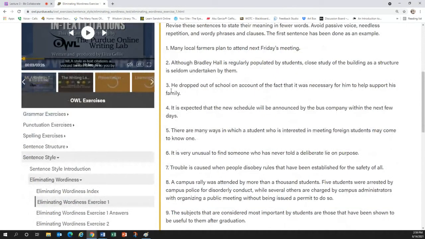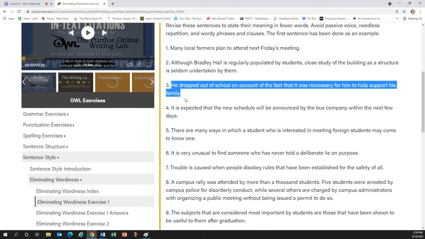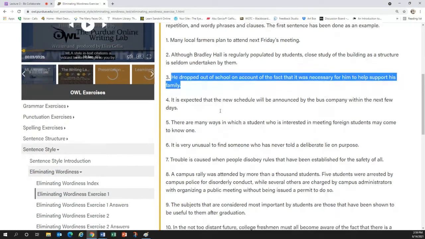Here's number 3. He dropped out of school on account of the fact that it was necessary for him to help support his family. Okay, lots of stuff going on here. You got to ask yourself when you get a sentence like this, what is the message? What is the message in the most direct, concise way? So I can already tell you the way to fix this one. He dropped out of school to support his family. How many words do we get rid of there? Quite a few, right? So you got all this extra stuff in here, and all it does is water it down. You can see that, right?